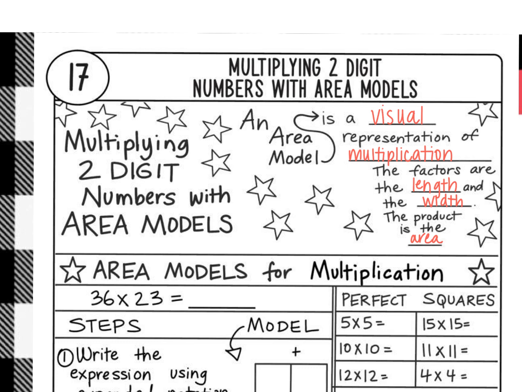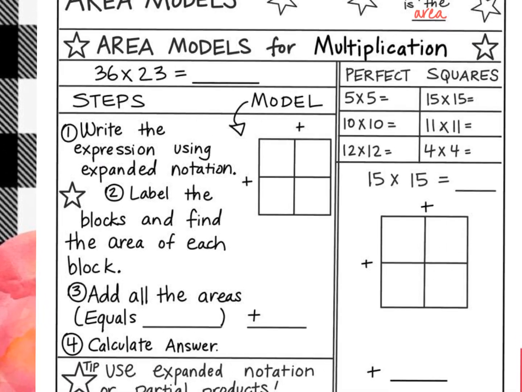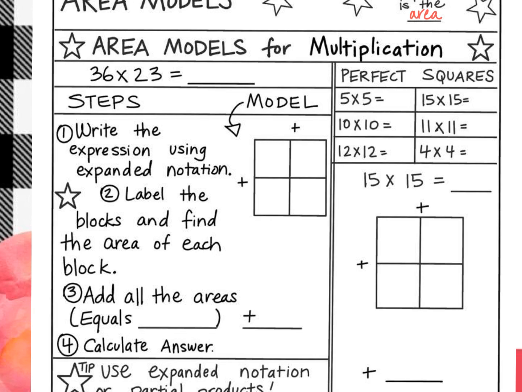Okay, so we are going to look at a few different things. We have some steps below where it says steps 1, 2, 3, and 4. So we're going to be focusing on this section first. Step 1 says write the expression using expanded notation. So what does that mean? I'm going to break apart each of these numbers into expanded notation.